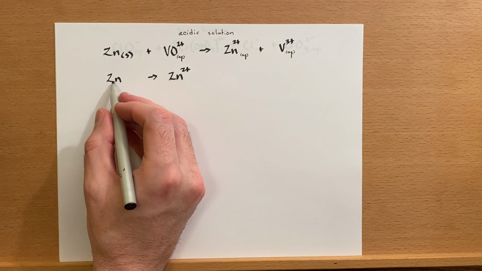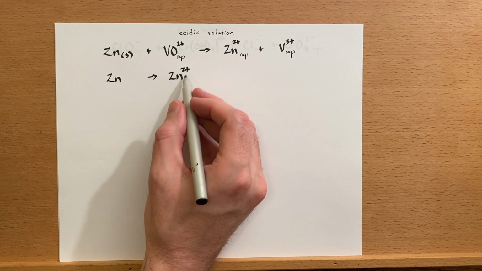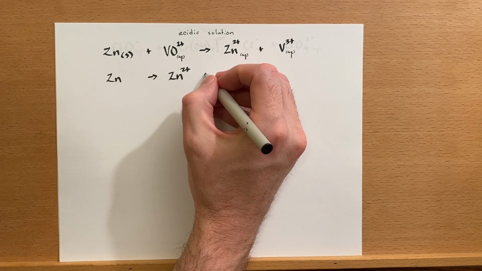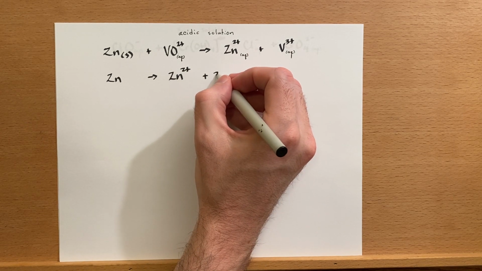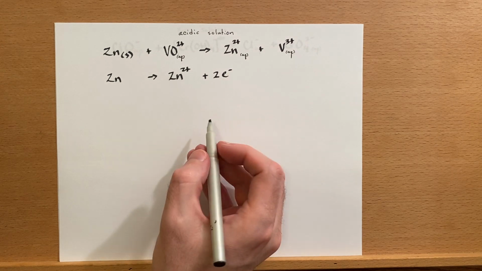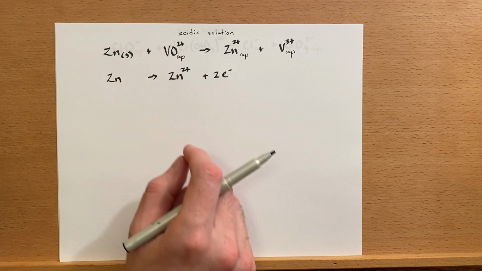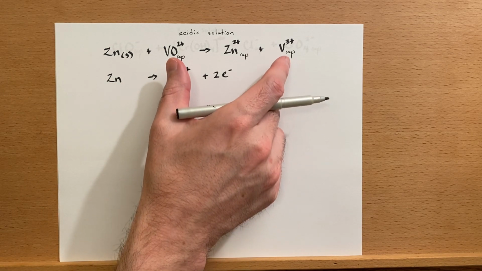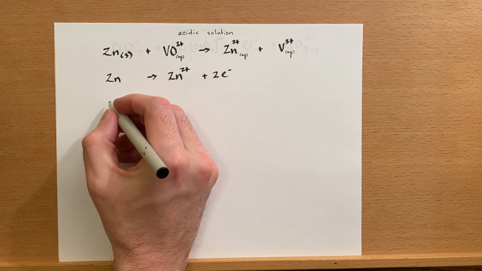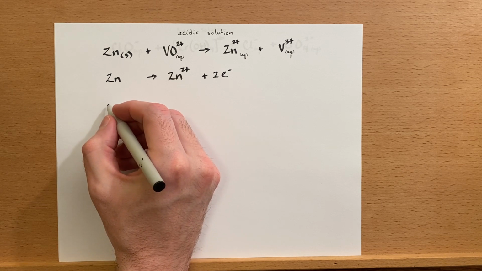So, like before, we have zinc going to zinc 2+. It's very similar to the copper. This is going to require 2 electrons being made or released from this zinc. And then let's look at the vanadium portion, which is going to require a little bit more work.